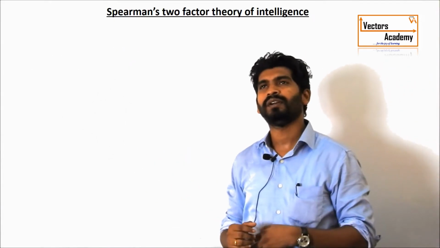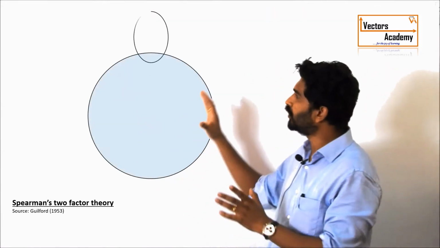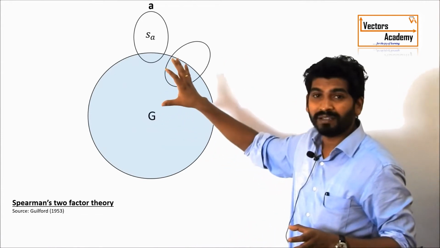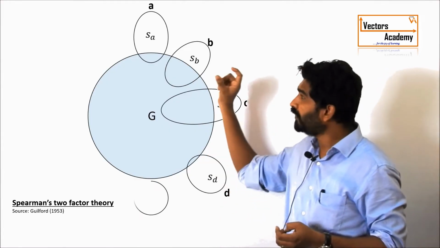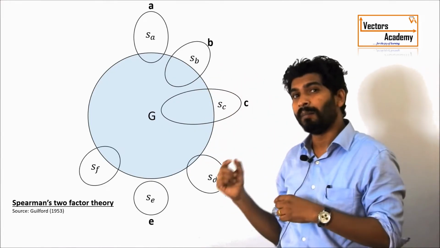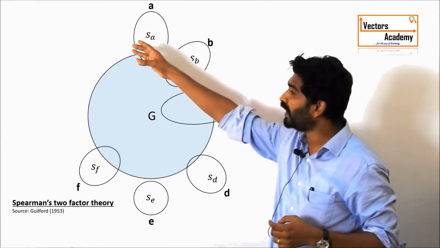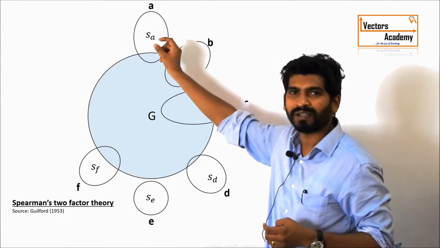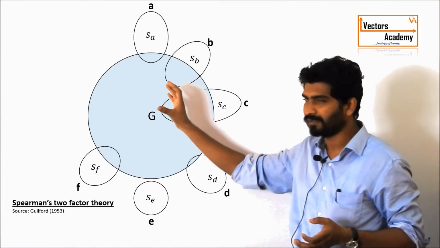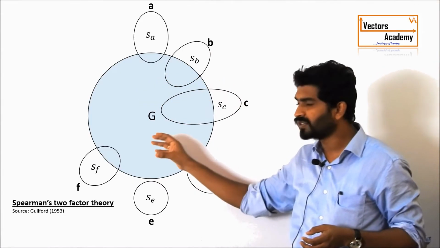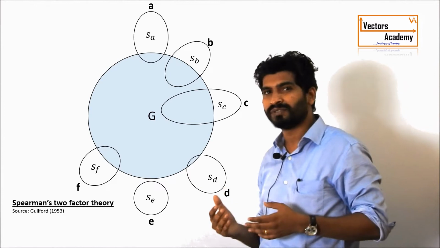Now studies went on, different types of intelligence were tested, and finally the complete theory looked something like this. This is the complete G factor which is responsible for different types of intelligences. But every intelligence required a different amount of G factor. For example, if you can see, this intelligence A required a smaller amount of G factor, whereas intelligence C required a larger amount of G factor, right? There are few intelligences which do not require G factor. So there are different types of intelligence which require different amounts of G factor.